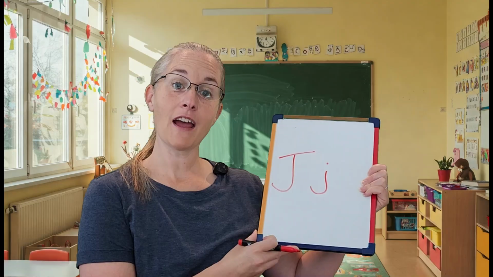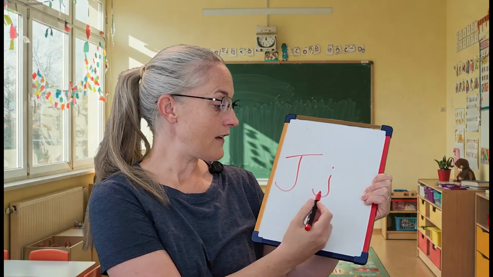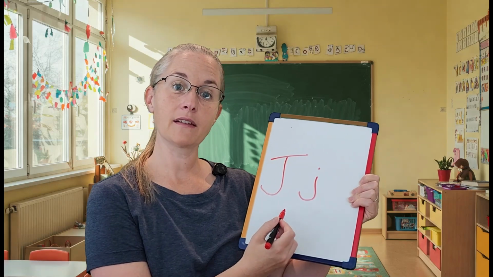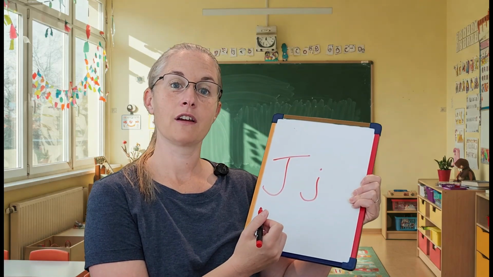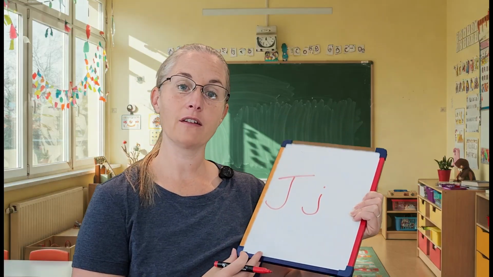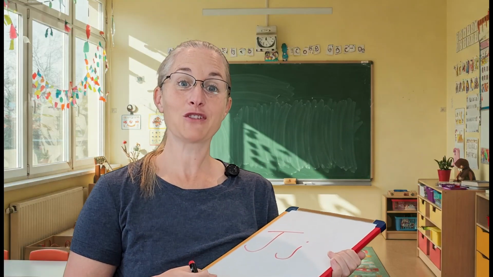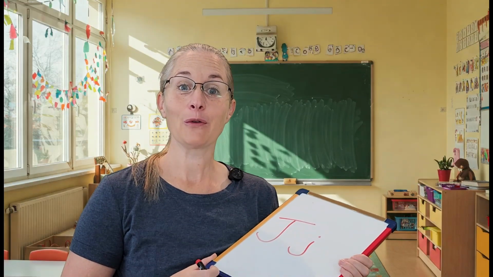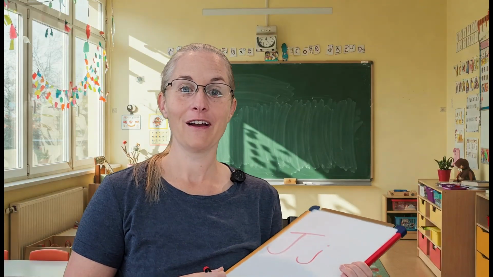Let's look at the letter J. This is a big J, and this is a little j. Do you remember what sound the J makes? J. Can you think of any words that start with this sound? How about jumping? Like jumping rope, or jumping jacks, or jumping like a frog. My little girl loves to jump like a frog. She does it all the time. She also loves to learn about jellyfish.